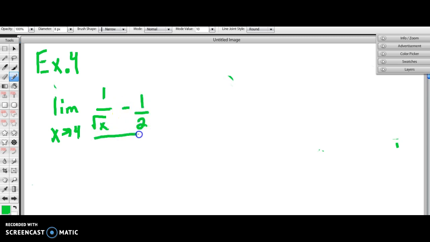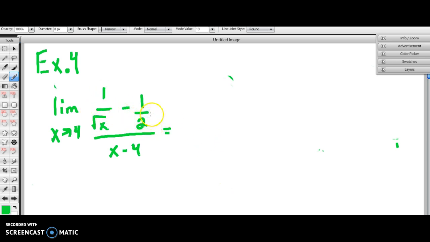2, divided by x minus 4. All right, so we're going to simplify this and get it into a form that is going to allow us to do something new. It's called a complex conjugate.